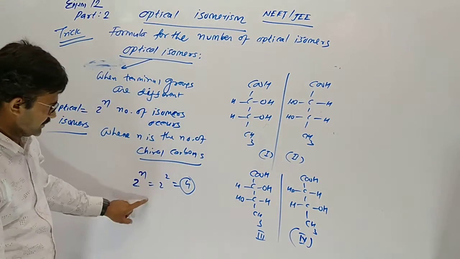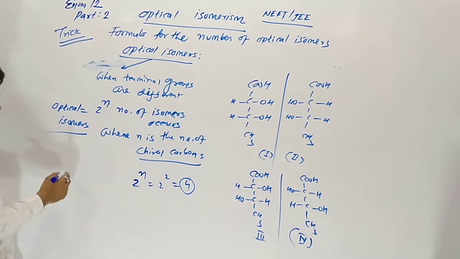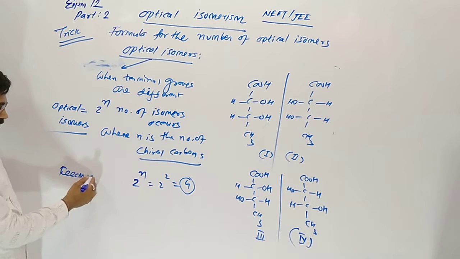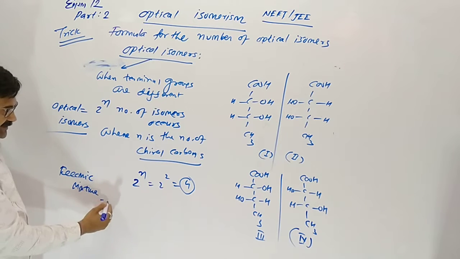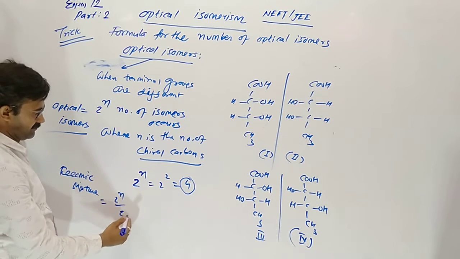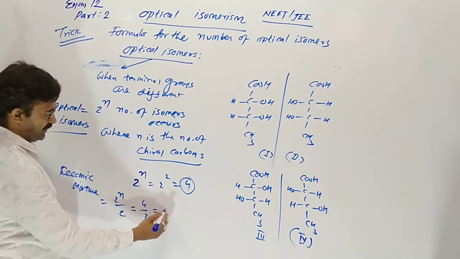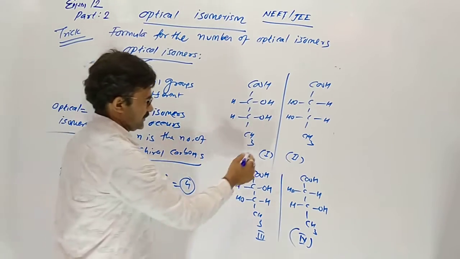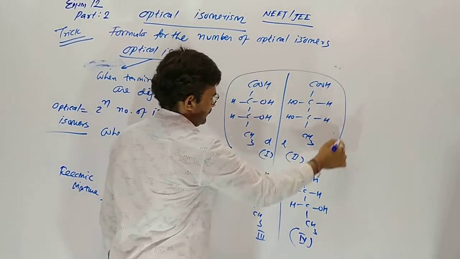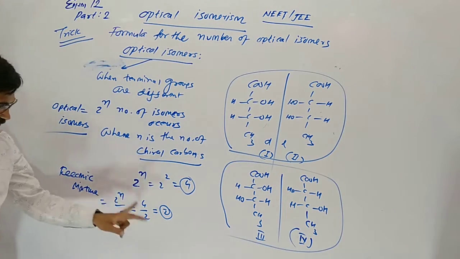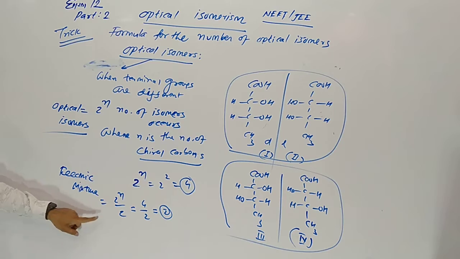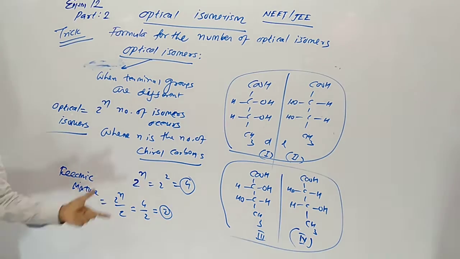total 4 isomers occur. Now the racemic mixture. In this case, 2 raised to n by 2. So 4 by 2 is equal to 2. This one, dextro and levo, one racemic mixture, gives 2 racemic mixtures here. Another formula: 2 raised to n by 2.